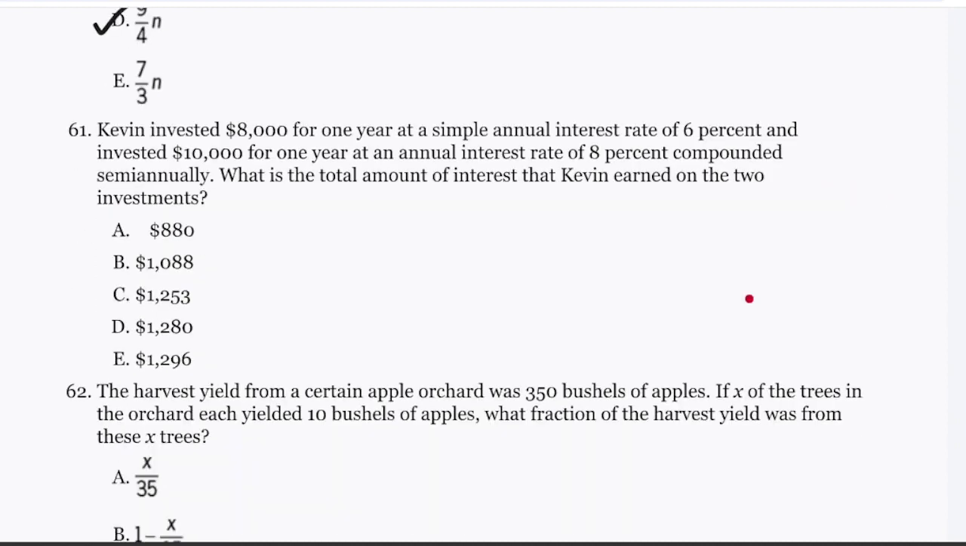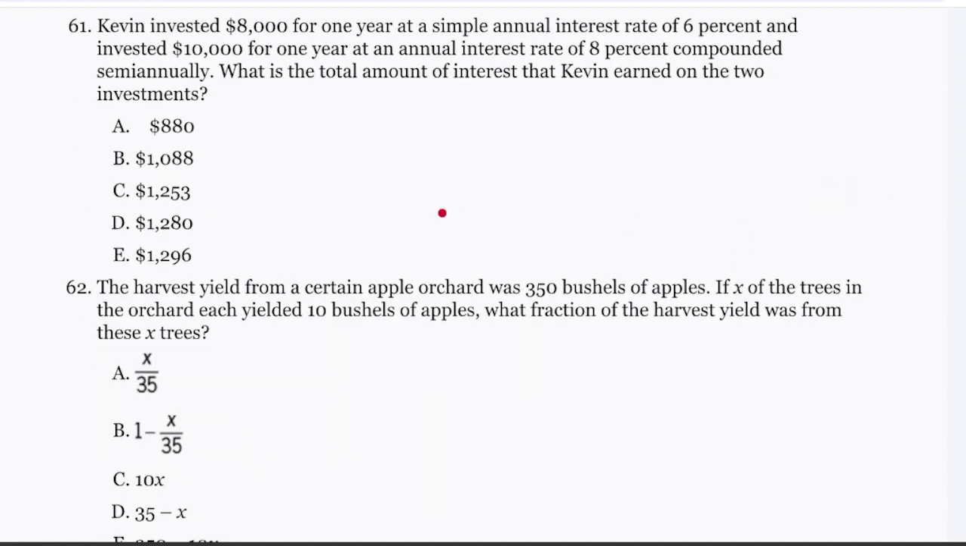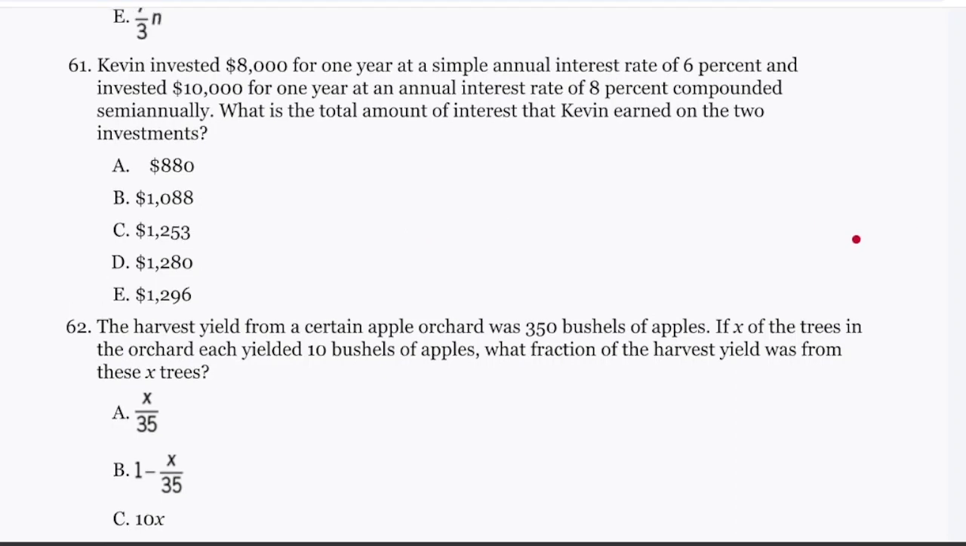Kevin invested $8,000 for 1 year at a simple interest rate of 6%, and invested $10,000 for 1 year at an annual interest rate of 8% compounded semi-annually. Semi-annually means we have to reduce the interest rate by dividing it by 2 and multiplying the time by 2. Multiply time by 2 and the rate of interest will be divided by 2.